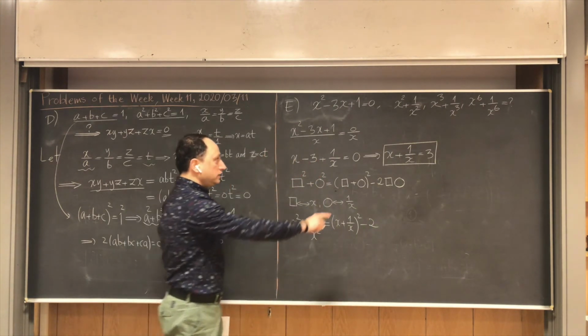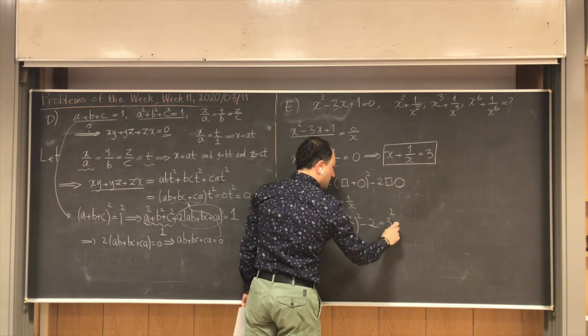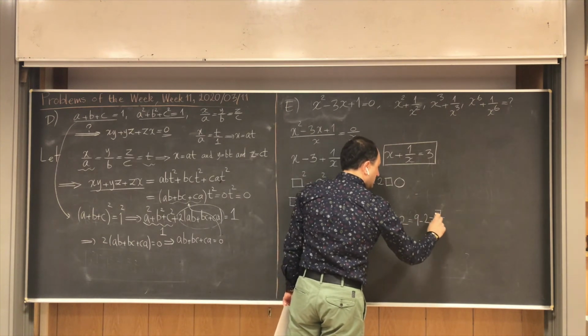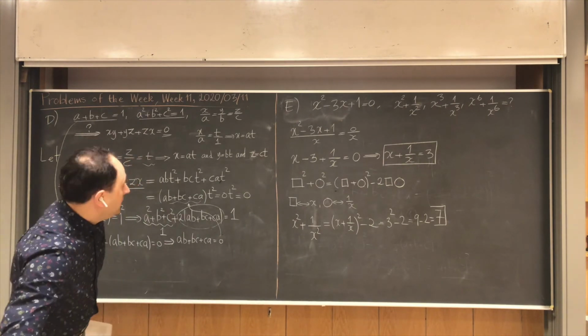Yes? But I realize that x plus 1 over x is 3, so if I plug 3 here, it becomes 3 to the 2 minus 2, so it becomes 9 minus 2, it is 7. So the answer to this part is 7. Okay?